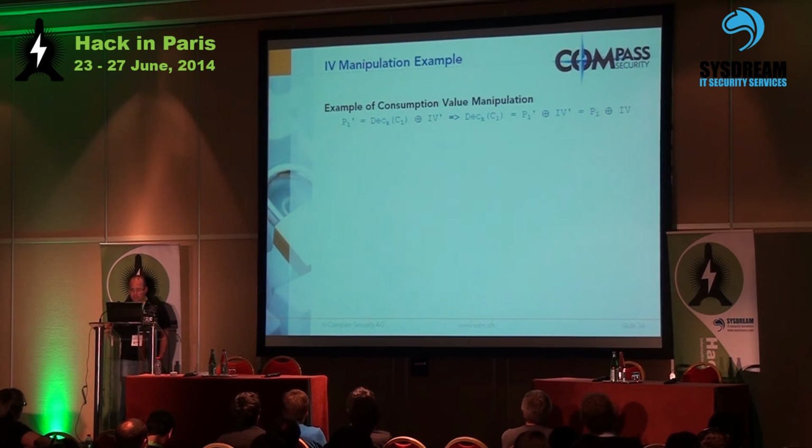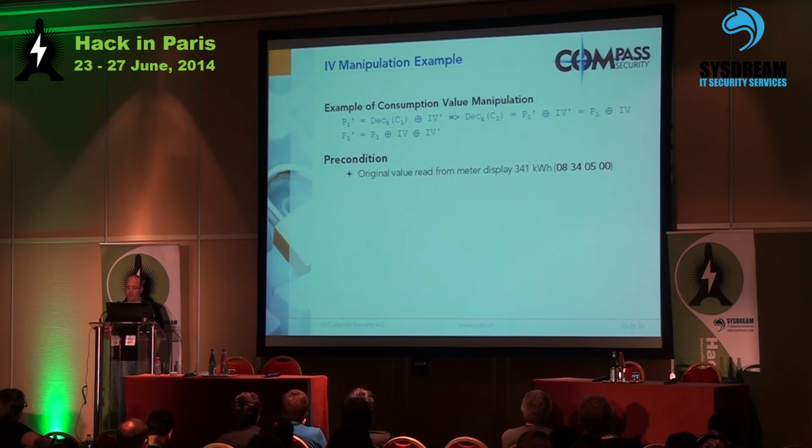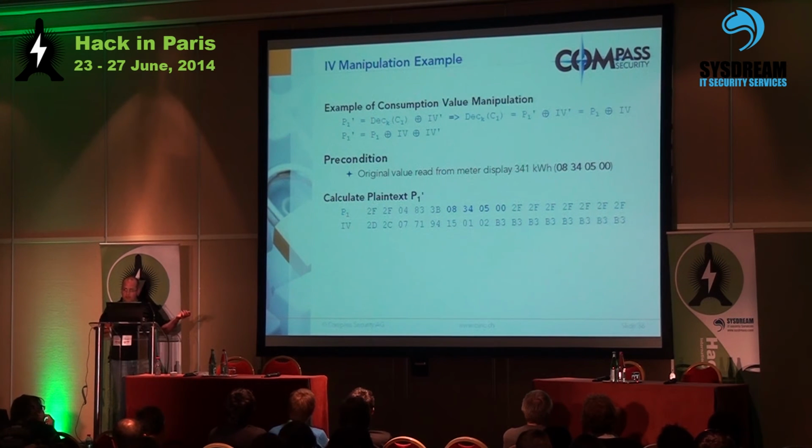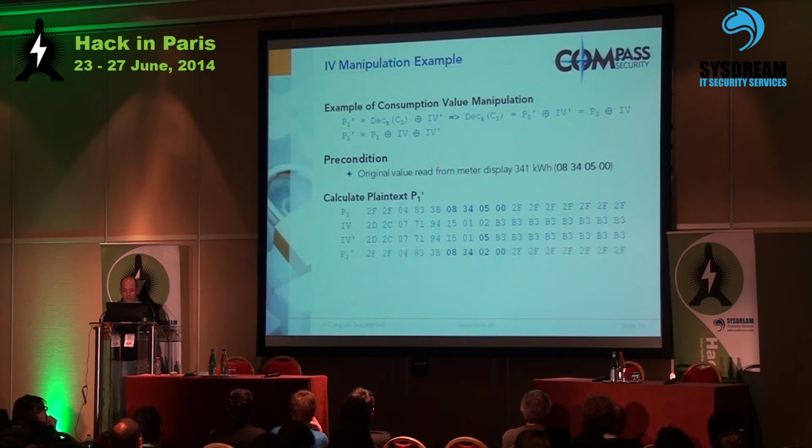So I made an example. We have an original value, and we read it from the meter display: 341 kilowatt hours. And if we say, okay, this is too much for my bill, I'd rather prefer to pay less, we can read the standard IV from the packet because this is not encrypted. And then we figure out how much we're going to pay. Keep that in mind because we'll need to manipulate the IV over there. And this will basically turn the plain text into the manipulated plain text.